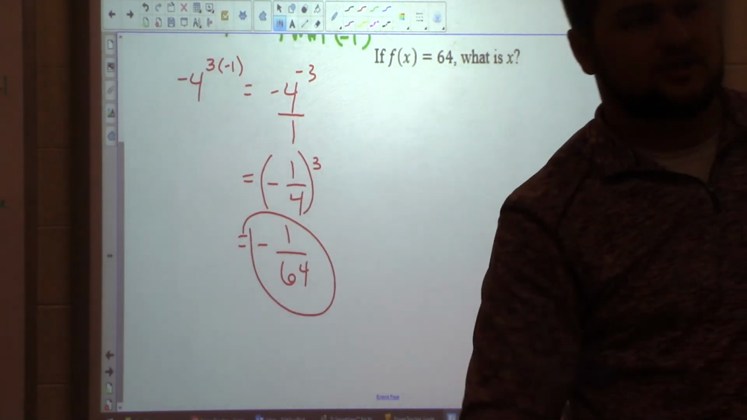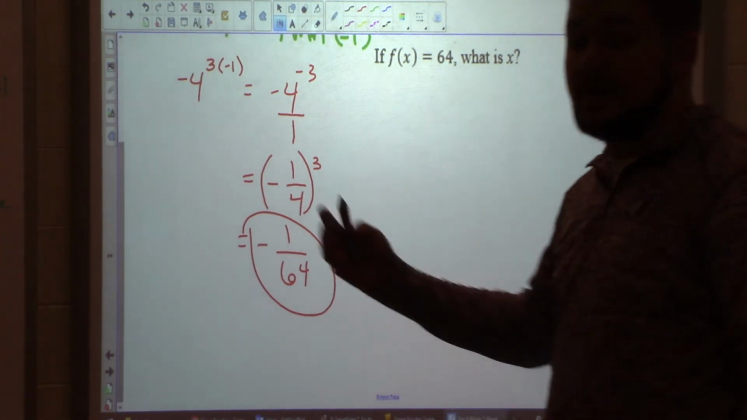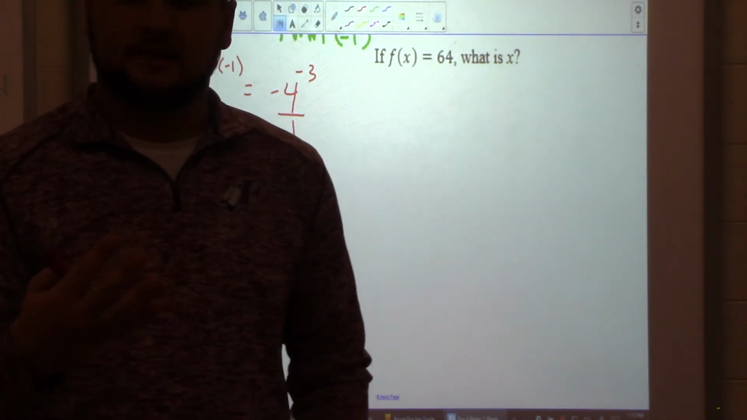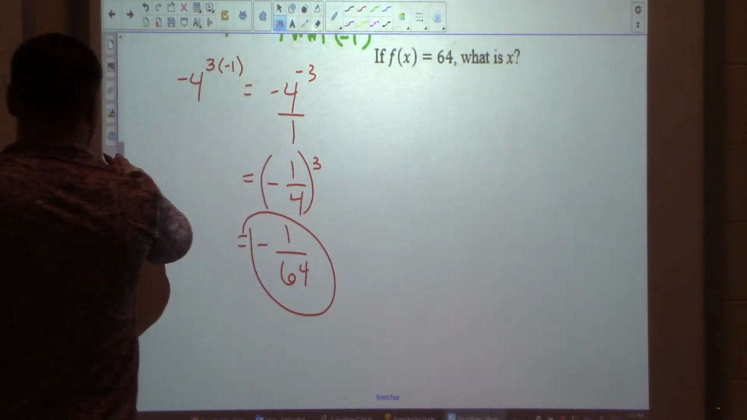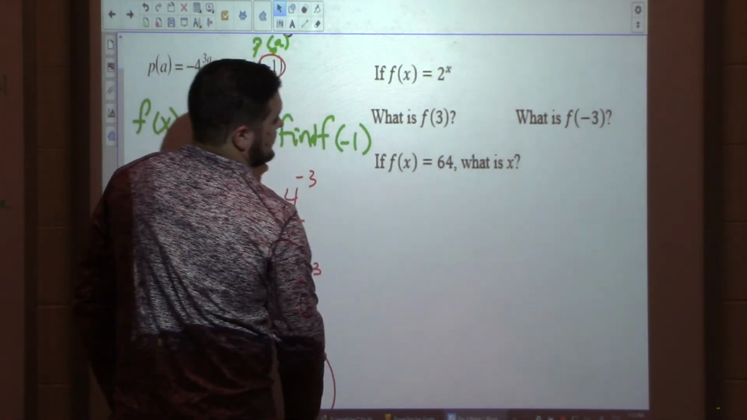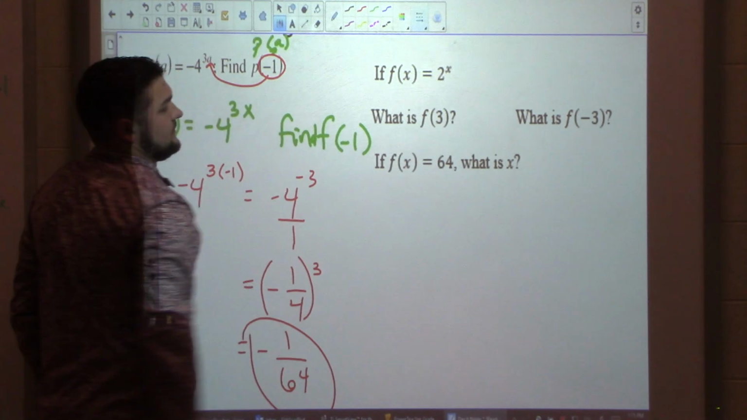Now you could just in your calculator plug in -4 in parentheses to the -3rd power, hit math fraction, and it's going to pop out -1/64. That's fine as well, right? I don't expect you to use your exponent rules at all times. It'd be great if you did, because that means you remembered them from when we did it. But I'm not expecting that. Okay? Alright. Next one. If f of x equals 2 to the x power, what is f of 3?